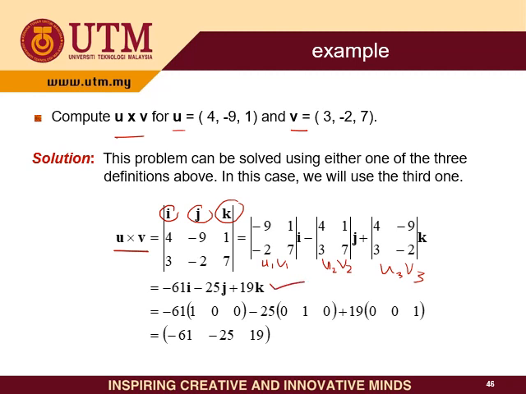So replace the i here because i is 1 here, then the other one with 0, and then the second one, the j is 1, and then for the third one, the k is 1. Then you will get your answer, negative 61, negative 25, and 19.